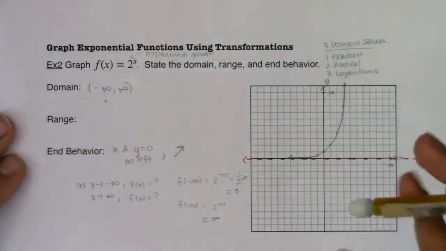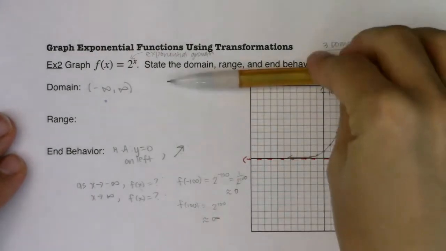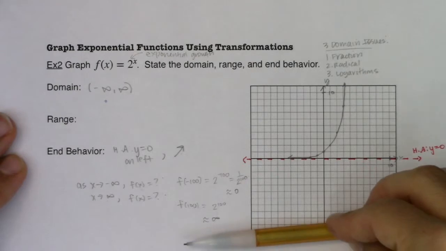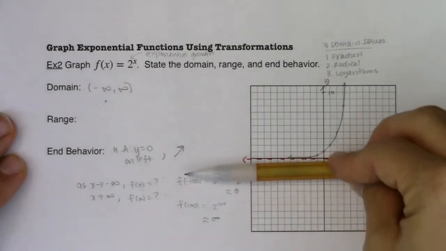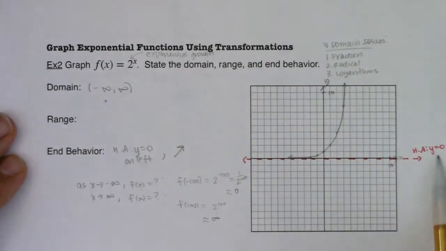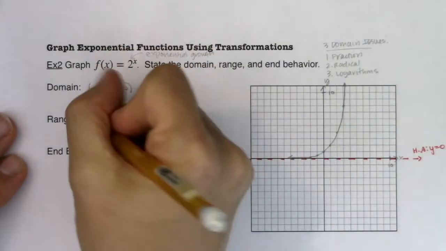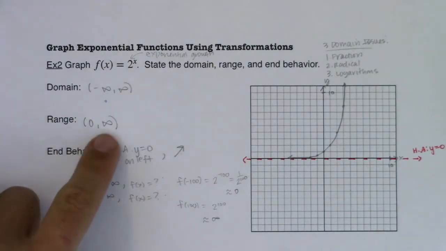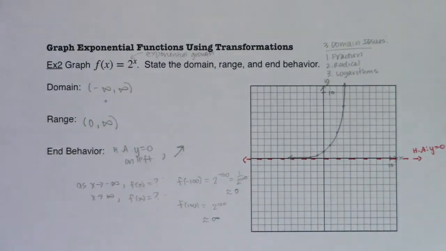All right, for the range, if I look at my graph, I go down to up. I do see I have the up arrow, so I'm going up forever, but I'm not down forever. I've got no graph here, but I finally pick up some graph this way. And you can see it starts at y equaling 0, but I never actually hit 0. So my range is going to be 0 and then all the way up to positive infinity.